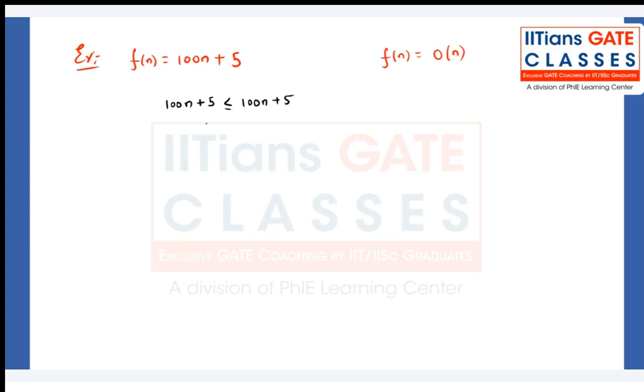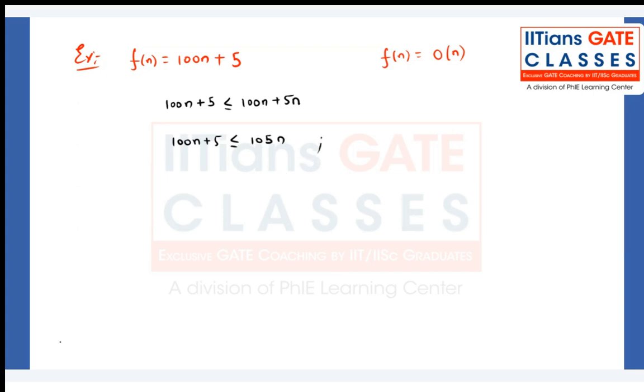Correct. What if I multiply n here? Is it still valid? Yes, if n is 1 or greater than or equal to 1, n can have a bigger value, so it will still hold. Because when we look at complexities, we don't care about the lower values, we will look at higher values. So yes, I can write this inequality. So 100n plus 5 is less than or equal to 105n.